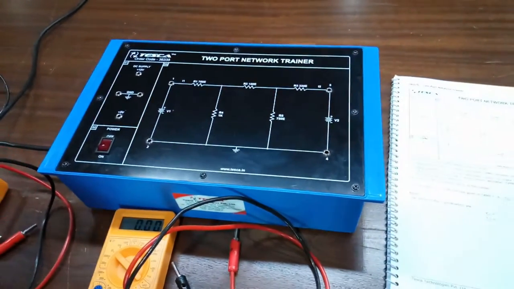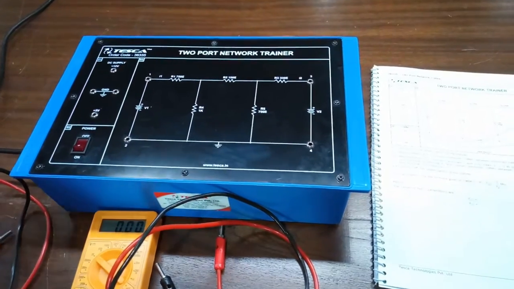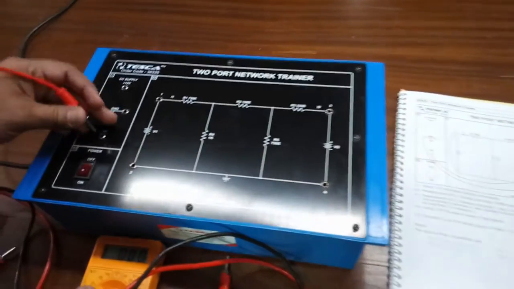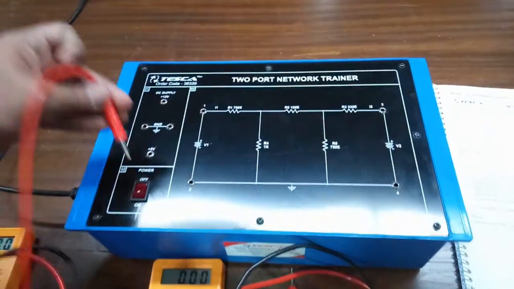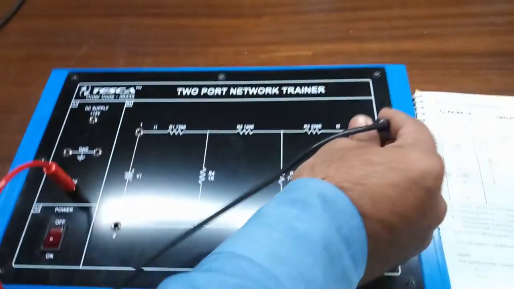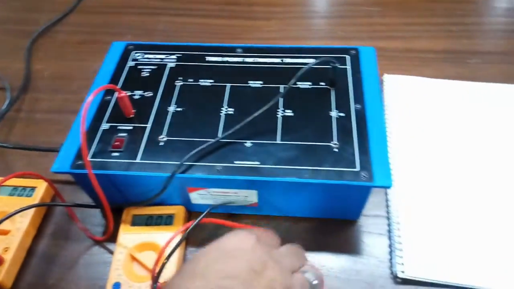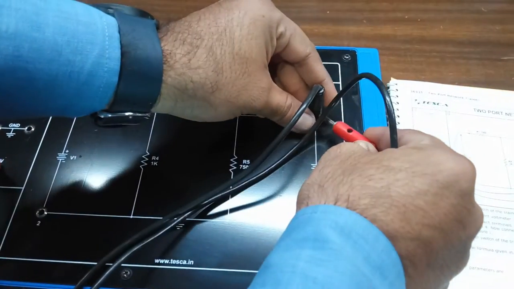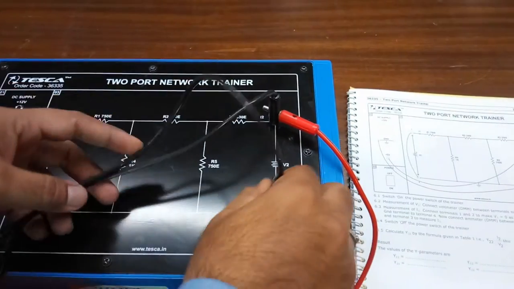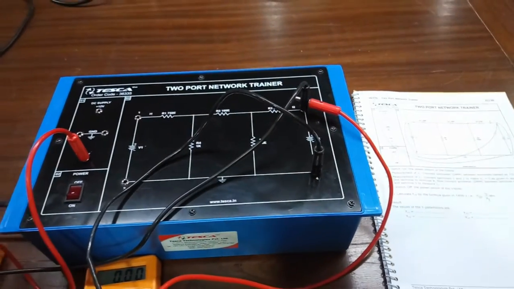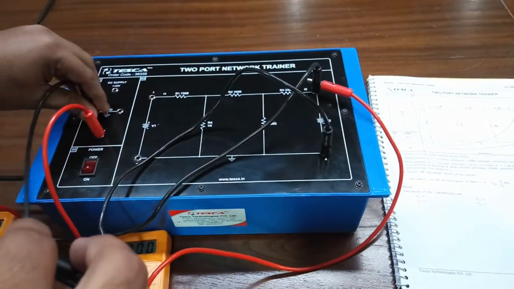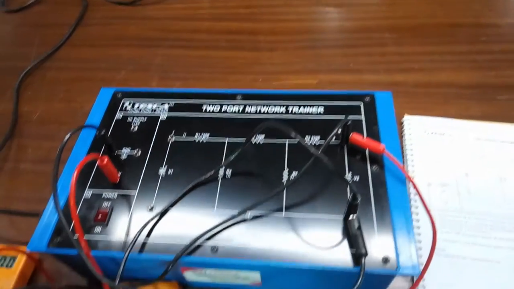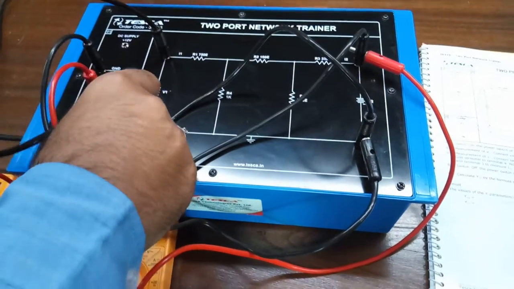Now for finding the Y22 parameter, we will make the connection as per the circuit diagram. So we will connect a digital ammeter between plus 5 volt and terminal number 3, the digital voltmeter across terminal number 3 and terminal number 4, connect the ground terminal to terminal number 4, and short circuit terminals 1 and 2.